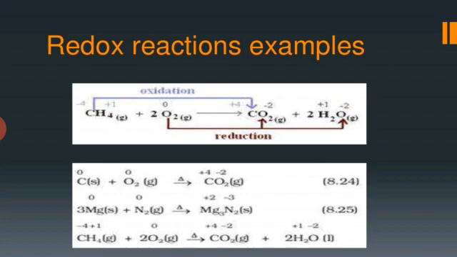Some examples: methane is burnt in oxygen. In this, methane is turning into carbon dioxide and water. So methane is converted into CO2. That's an oxidation because oxygen is added to methane. And oxygen is converted to water. In this, H2 is added to O, so it has become water. It is a reduction reaction. Other examples: magnesium is burnt in nitrogen to form Mg3N2. C plus O2 giving CO2. Carbon is oxidized to carbon dioxide.